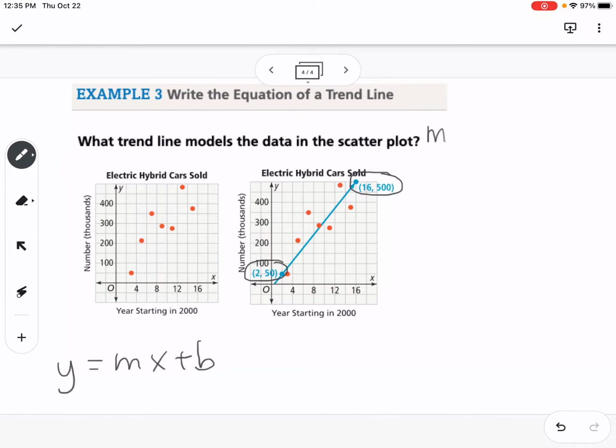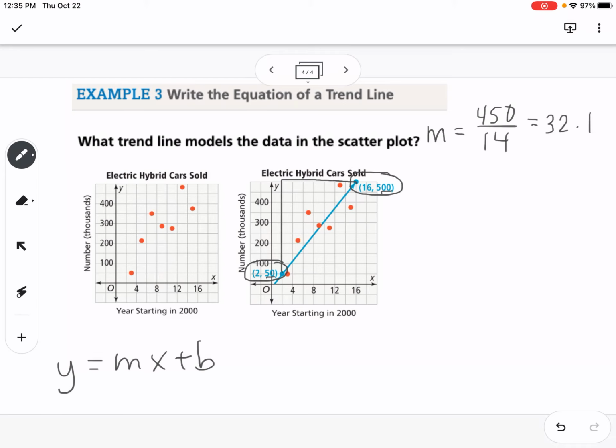So the first thing I'm going to do is find the slope. So the slope is how much am I going up, how much am I going over. So my change in y is to go from 50 to 500. So we think, how much did I go up to go from 50 to 500? I went up 450. And then how much did I go over for my x direction to go from 2 to 16? So from 2 to 16, I went over 14. So this would be 450 over 14, which is about 32.1. It's not a nice whole number, but we're just going to round.